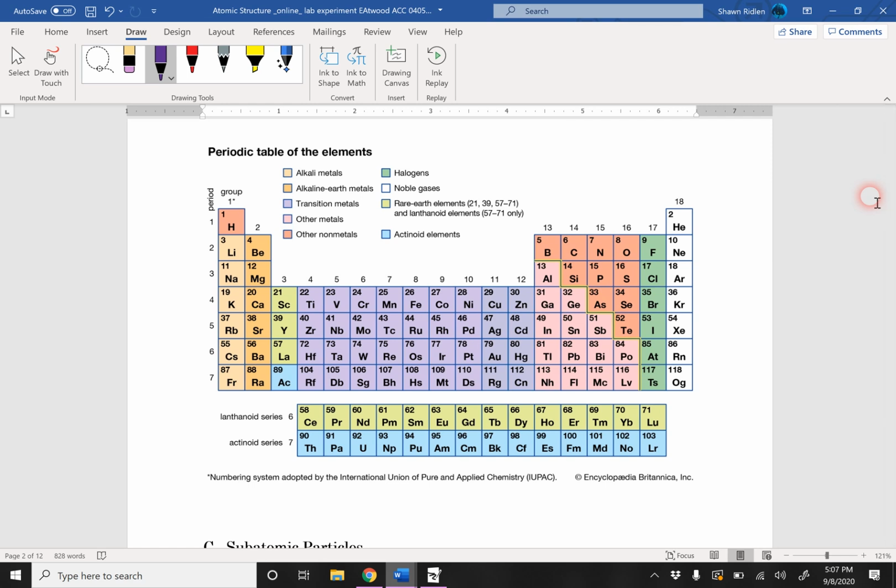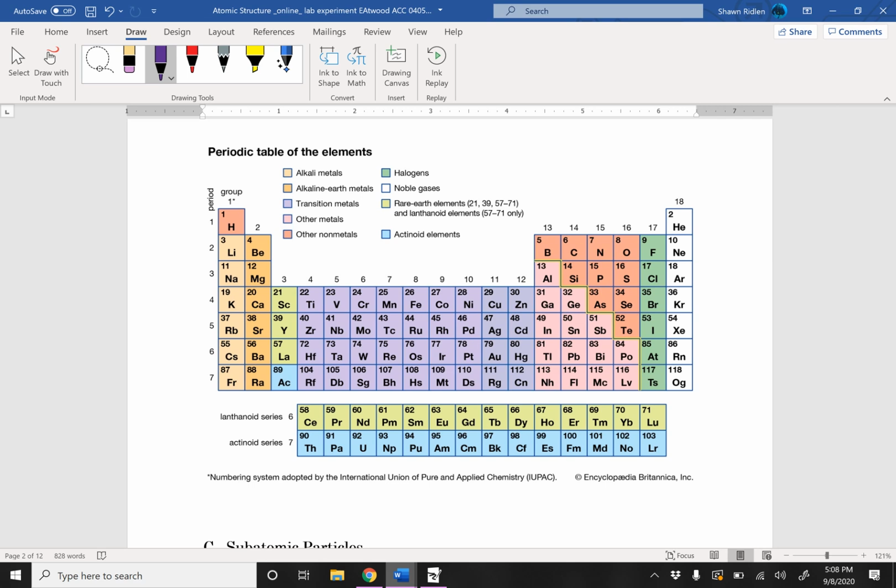The first thing you'll see on the left, going from the left to the right, is the alkali metals. Then next to that you'll see the alkaline earth metals. And in the purple we see the transition metals. In the pink we just have what we call the metals, or other metals sometimes. Then in sort of the salmon color, we have other nonmetals or just nonmetals. Then in the green we have halogens, and in the white we have noble gases.